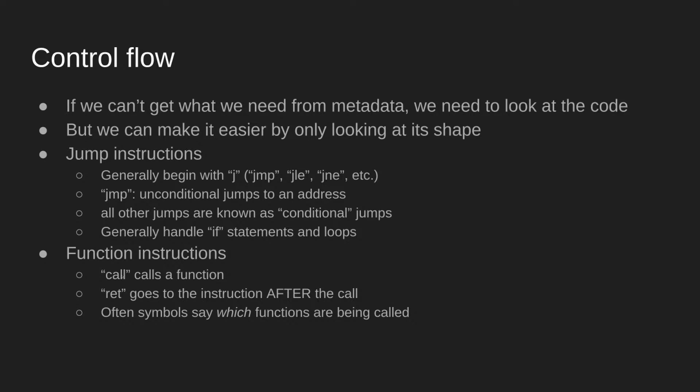And for function instructions, call calls a function, and is like a jump, but it saves where it came from. And ret goes to the instruction after a call. So it will allow you to go back to where you came from, just like a normal function call in Python or C or whatever. Most disassemblers, like Cutter, will look up the addresses in the symbol table to give you the function's name, which is very useful for working out what they're doing. Okay.